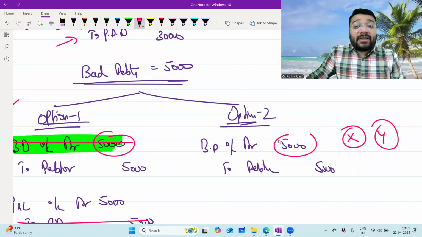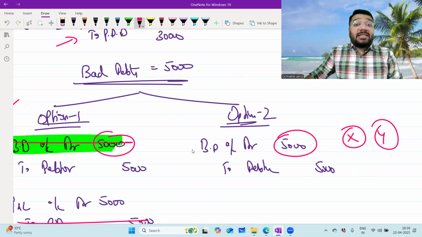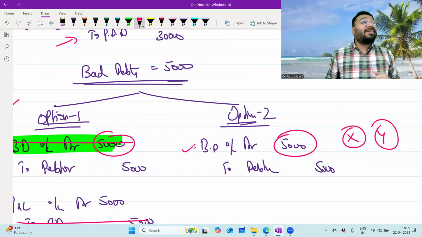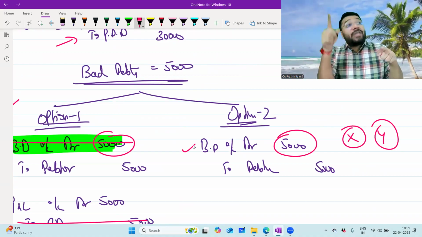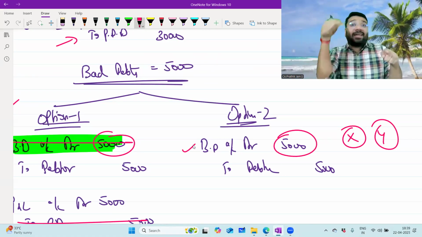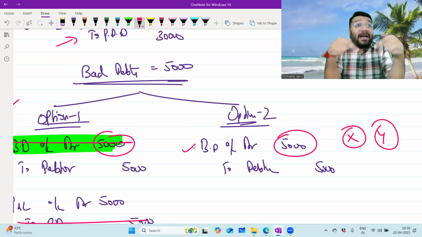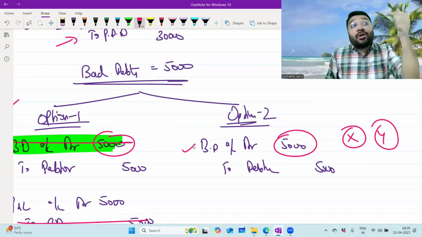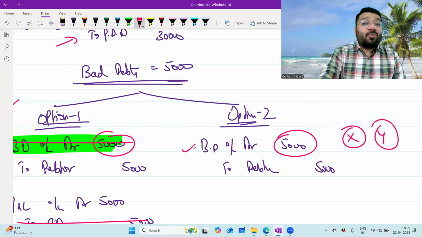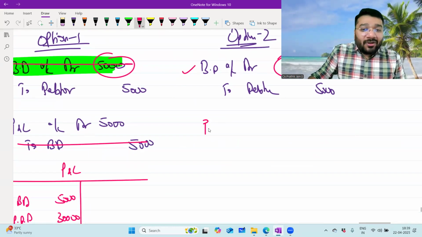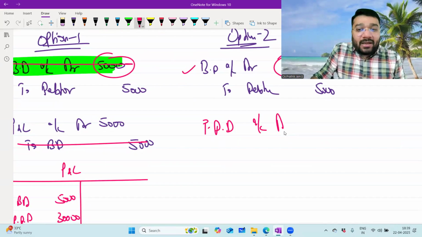So, if you think that this 5,000 is out of X and Y, will you transfer this bad debt again to P&L? No. If you think this 5,000 is out of the provision that you've created, so that provision is already transferred to P&L of last year and current year. Will you again retransfer the bad debt to P&L now? No. Then how will you close the bad debt ledger? By knocking it off against the provision for doubtful debt. So what is the entry going to be here? Provision for doubtful debt account debit to bad debts.